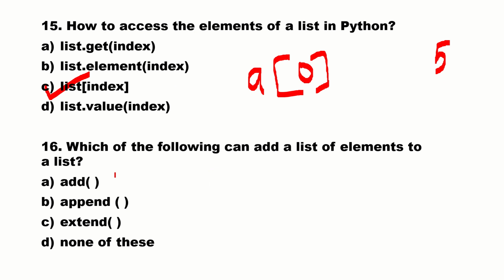Next question, which of the following can add a list of elements to a list? How can you add a list of elements? It's not a single element, it is a list of elements. So which method do you use? Extend. The extend method is used for adding multiple elements to a list.